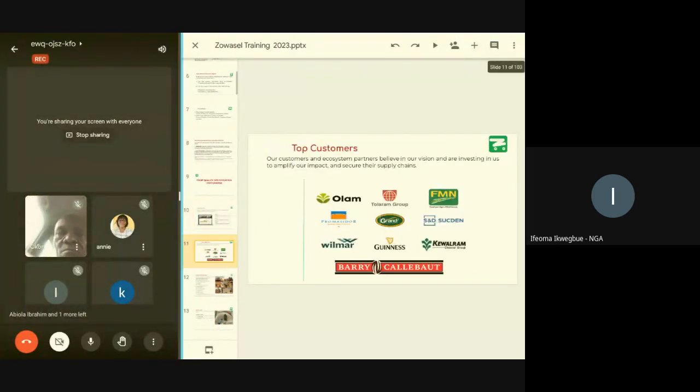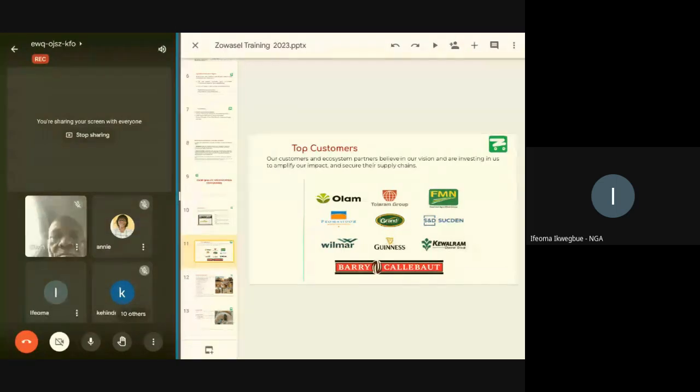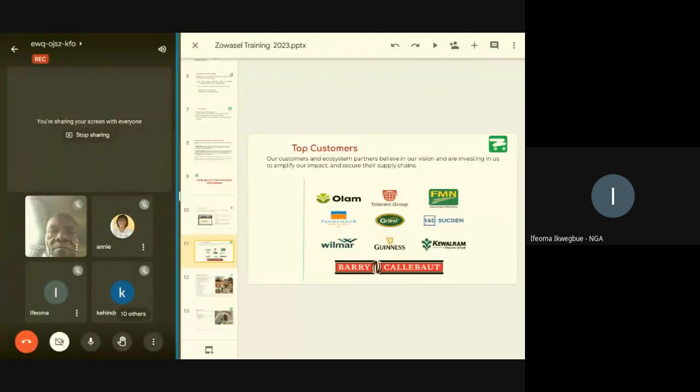Now, we have several buyers on our platform. We have Olams, Tolaram, Flour Mills, Promasidor, Grand Cereals, Wilmar, Guinness, Barrick Ibok, and others.